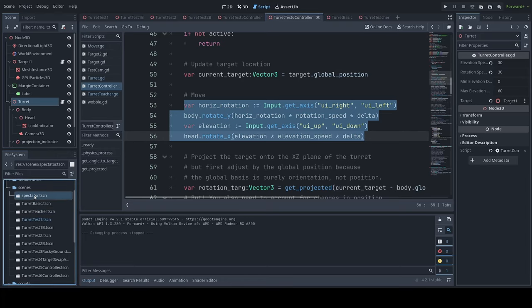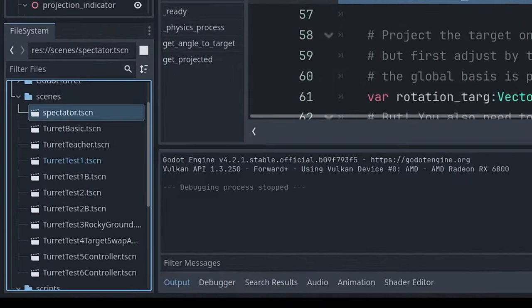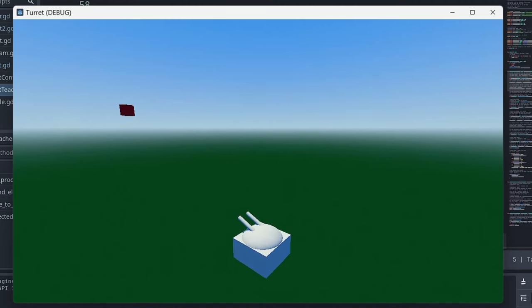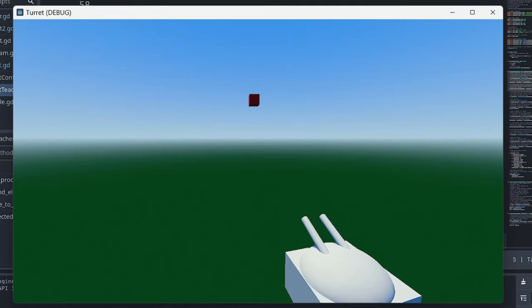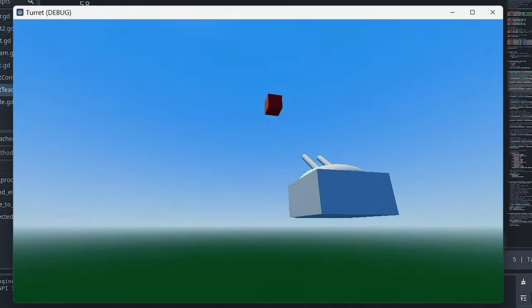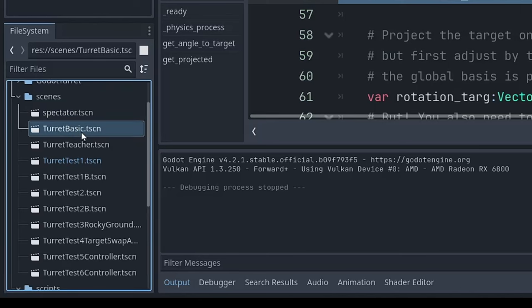For completeness, I'll now explain extras you'll find if you download the project. Spectator is a scene I created. It's just a character body with a camera attached for letting me move around and view the scene from different angles. You can control the camera with the WASD keys to move left, right, forward, backward. You can use shift and control to move up and down and use the mouse to rotate around. Turret Basic is the turret itself, the one without any of the teaching components, the planes and the projection indicators.